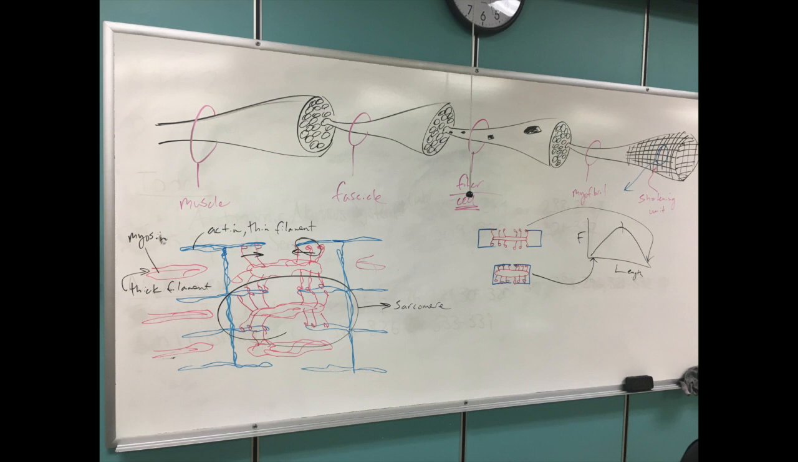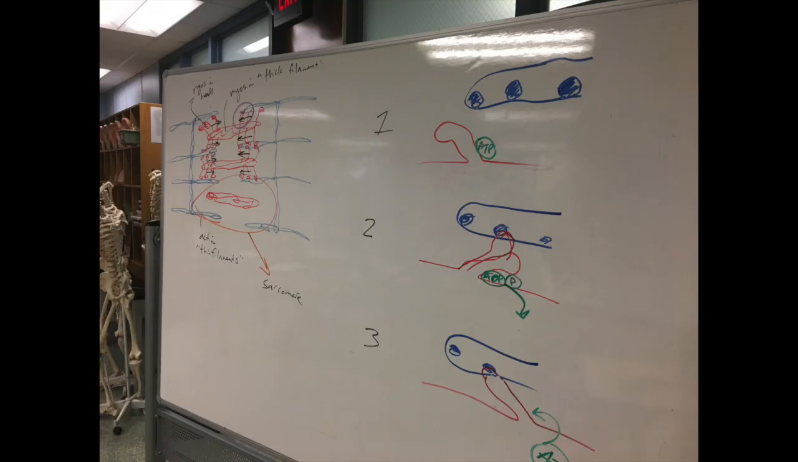Now, we're going to go into a little bit more detail about exactly how those myosin heads grab on to the actin filament. So what I'm going to do is I'm going to zoom in on this little part of the sarcomere, at the level of one myosin head grabbing onto that actin molecule.